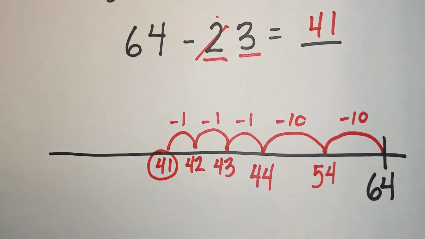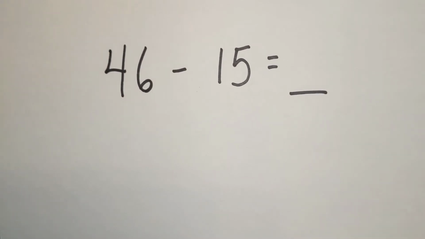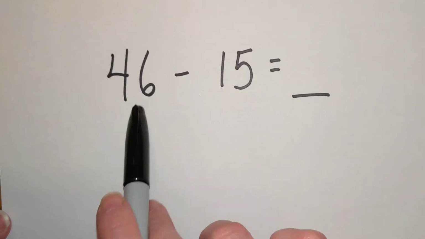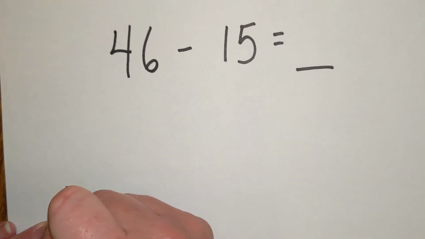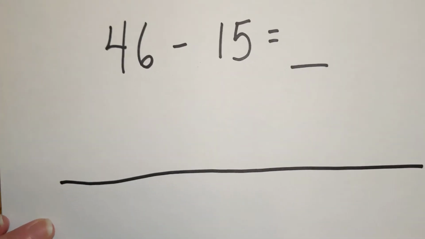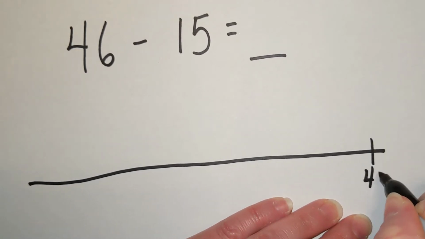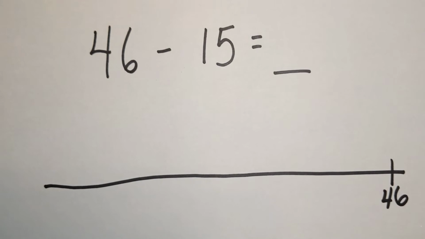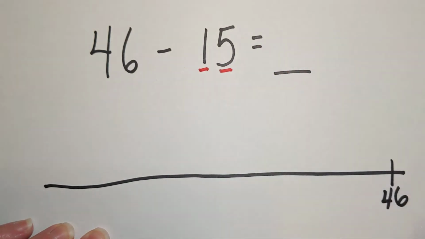Okay, let's do another problem together. We're going to take a look at 46 take away 15. So first I'm going to find my biggest number. That should be your first one in the subtraction problem. And we're going to draw the number line. Remember, this is an open number line. So my 46 is going to go over here. And then I'm going to look at the smaller number and look at my tens and my ones. So this number has one 10 and five ones.